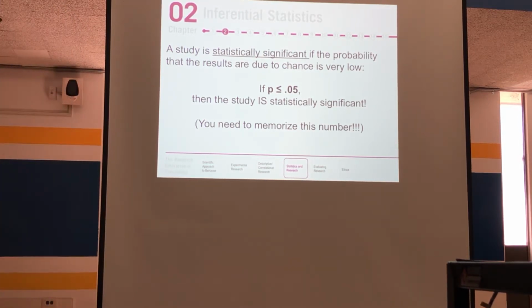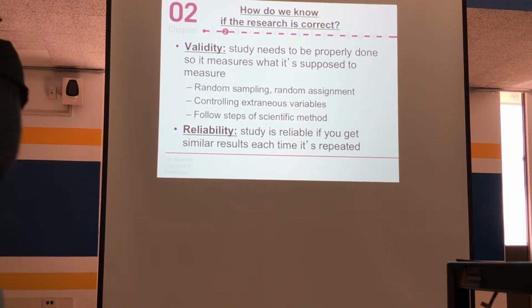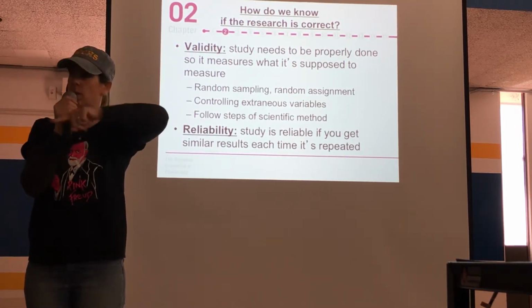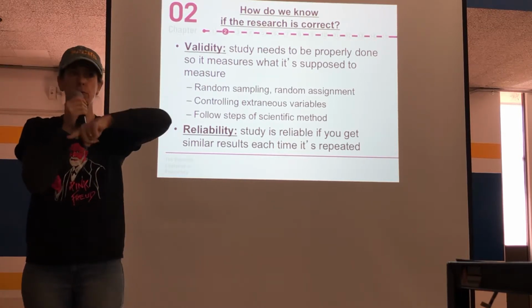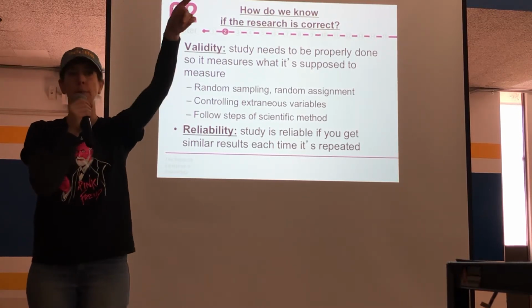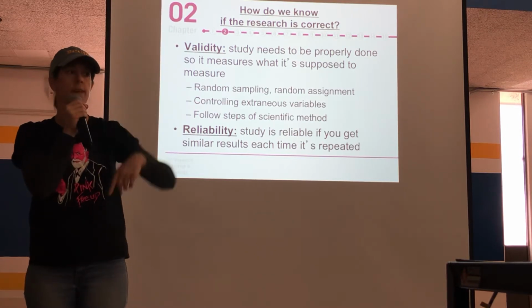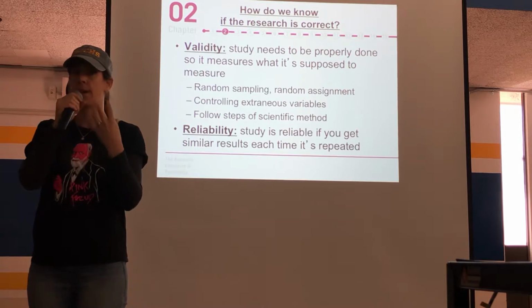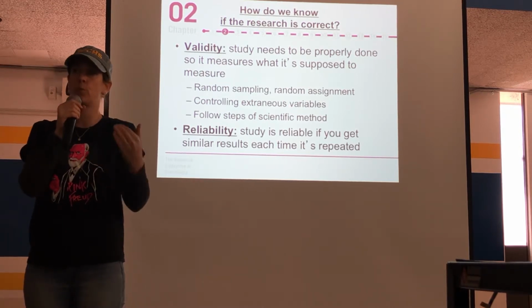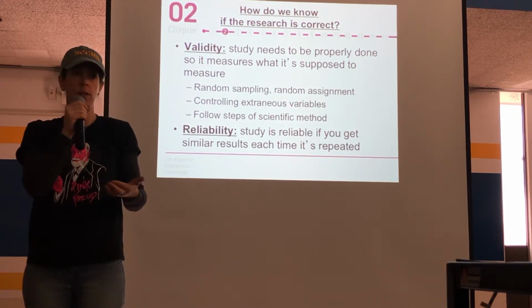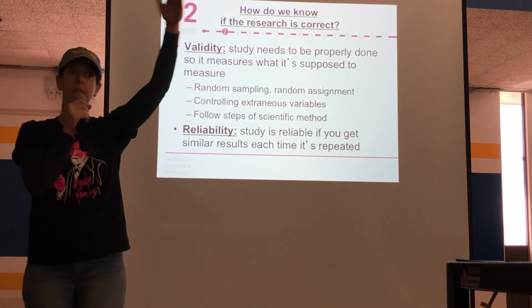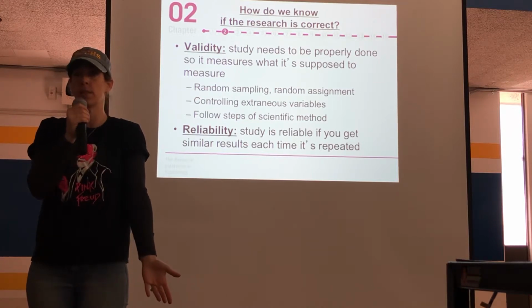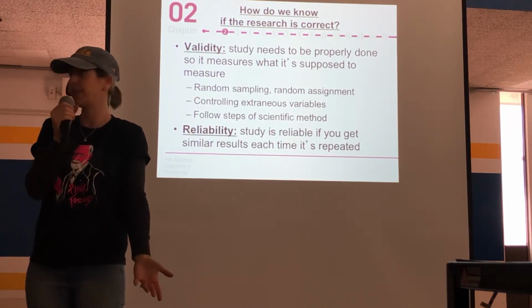AP stats. Validity and reliability. What's the mnemonic for validity? Check. I did everything I was supposed to. I controlled for extraneous variables. I randomly sampled. I randomly assigned. I had a big sample size. So if you do all those things, then the experiment is valid. It's legit, right? If you don't do it, is your experiment valid? No. So you want to have high validity. If you have low validity, your experiment's kind of worthless.